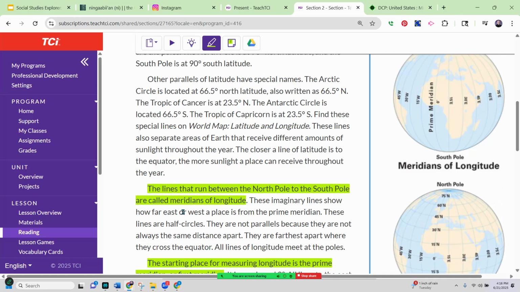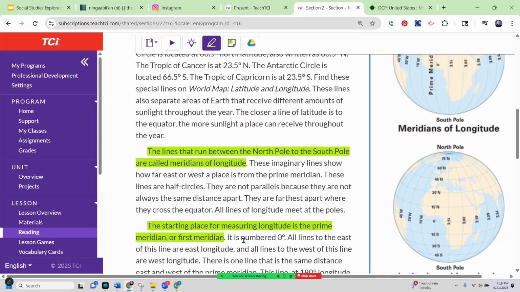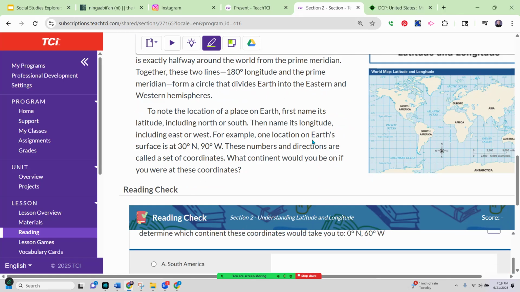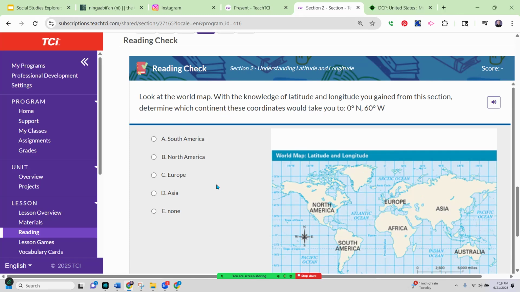So we call those meridians of longitude. Also, sometimes people will call them lines of longitude. Remember, as I scroll, if you need to pause something to copy it or highlight it in your book and get it later, please pause the video and unpause it as you need to. The starting place for measuring longitude is the prime meridian. Prime can mean first. And then at the bottom, you have another reading check. See how you do on that one and get your answer.